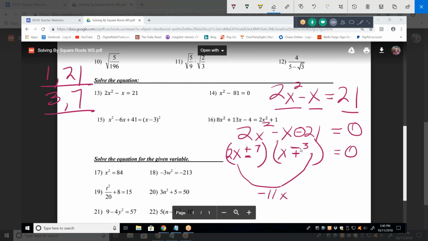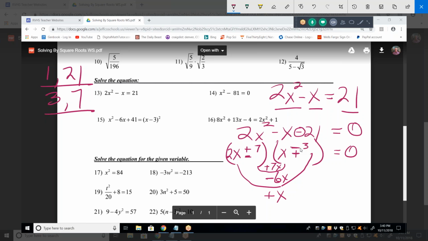Now let's do the inside and the outside. Let's see what we get. What's the inside produce? The inside produces positive 7x. Outside? Outside produces negative 3x. Actually, it's negative 3 times 2, so it's negative 6x. That gives me plus x.